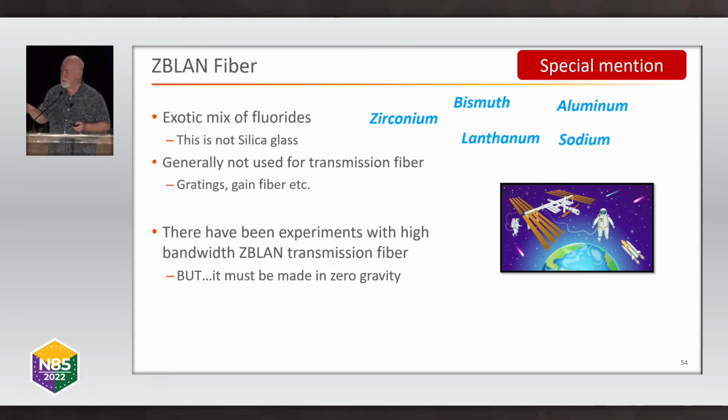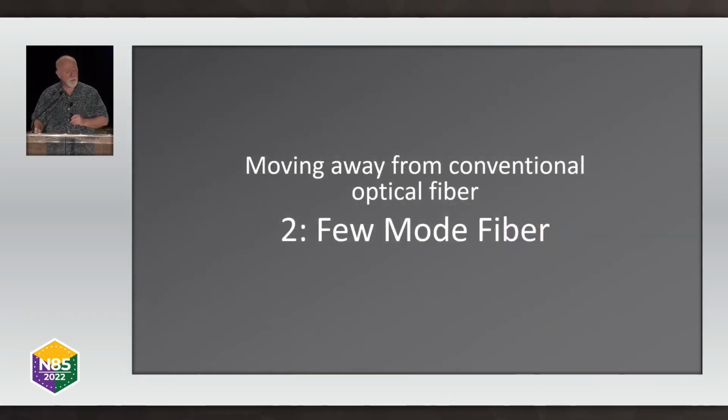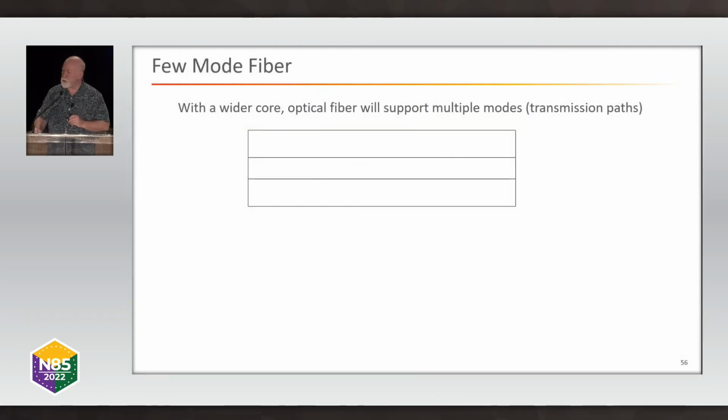This is one of the experiments that was taken up to the International Space Station. It's all about the crystalline structure within the ZB-LAN fiber itself. Unless we can find a way to make it on Earth, I don't think this is really a viable option. Can we really make tens of millions of kilometers of that? Well, maybe. So let's move on to another approach, which is few mode fiber.